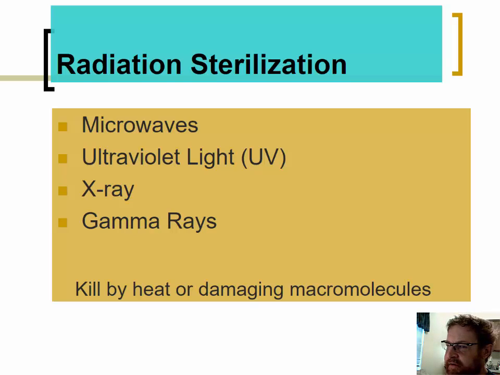We can also sterilize things with radiation. This can include many types of radiation, including microwaves, ultraviolet light, X-rays, or gamma rays. How these work is they kill either by increasing the heat, in the case of microwaves, or by damaging the macromolecules. Something like X-rays, gamma rays, or UV light will actually damage the DNA inside the cell, and you damage it to such a point that the cell can't survive.